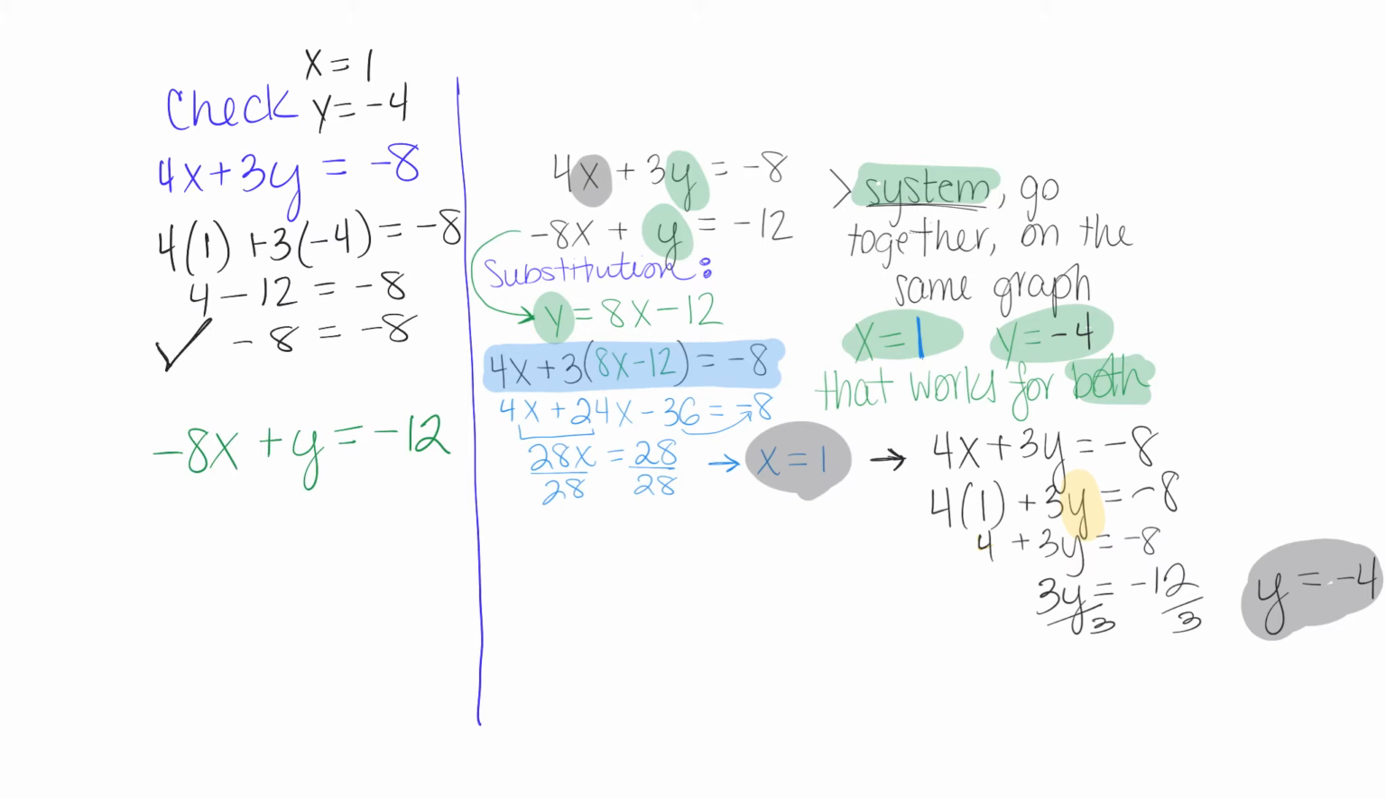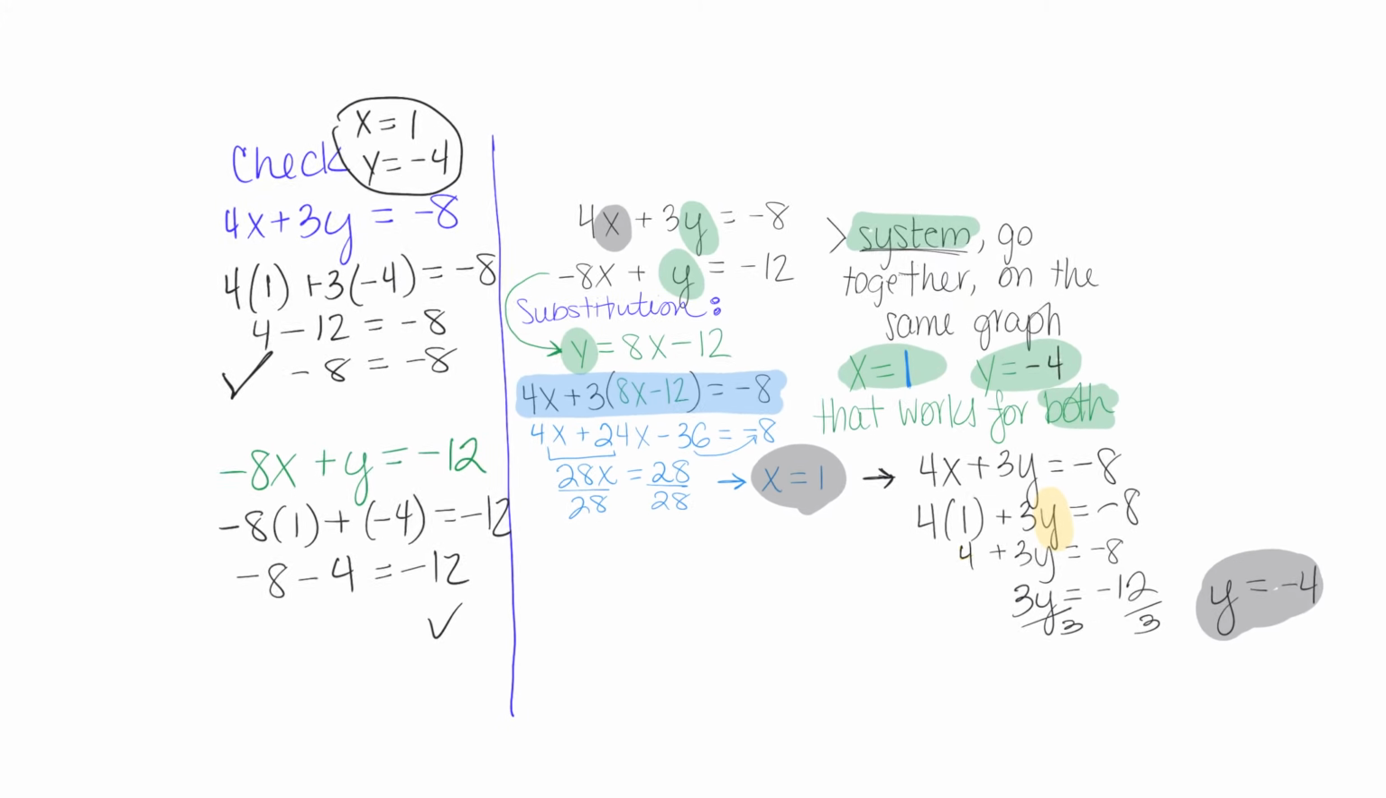Check. That works. On this one, I'm going to have negative 8 times 1 plus negative 4 equals negative 12. Negative 8 minus 4, negative 12. Check. So my answers work.